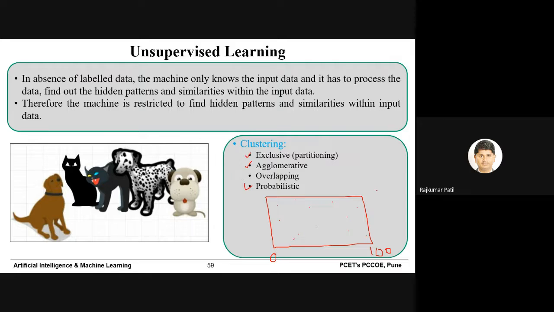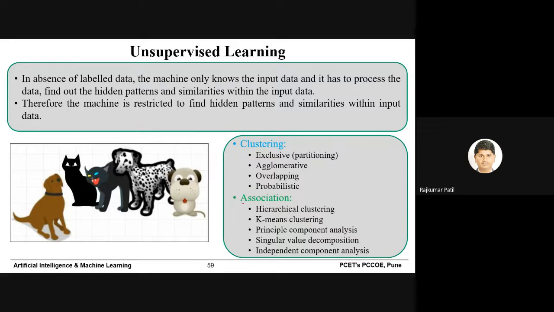If somebody got 104 marks, then it will not fall in this particular group and we call it an outlier. So this is one approach to identify the outliers.